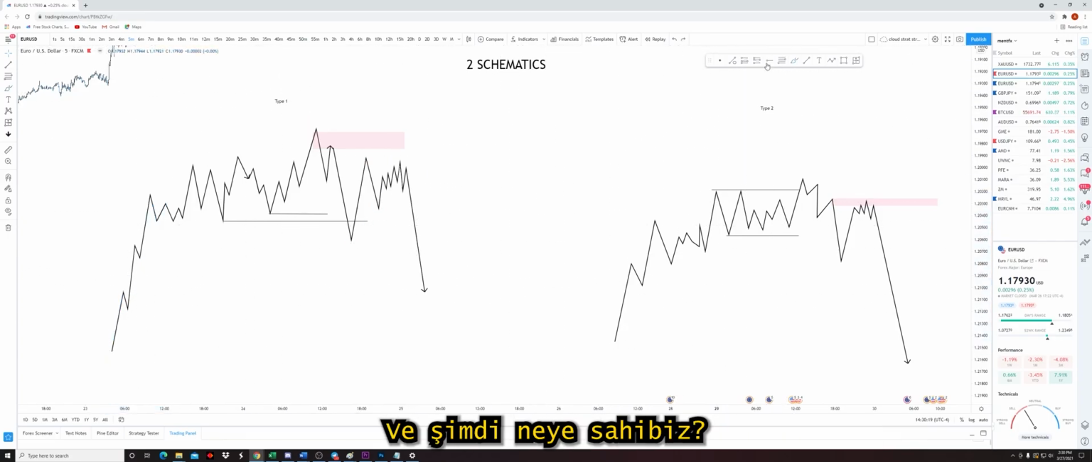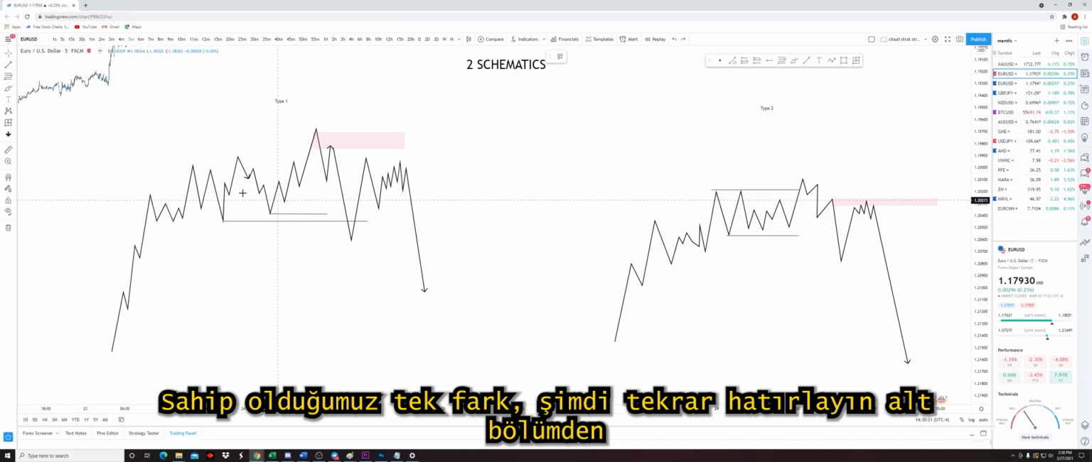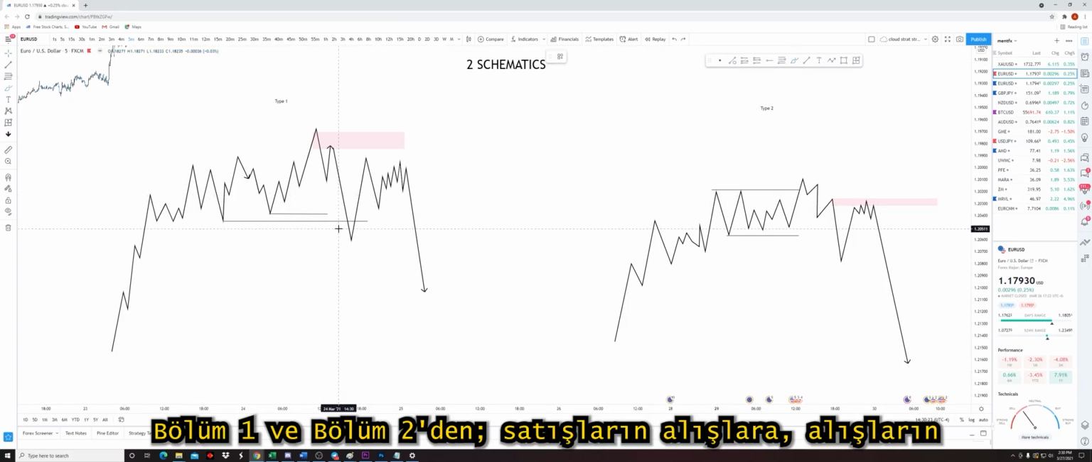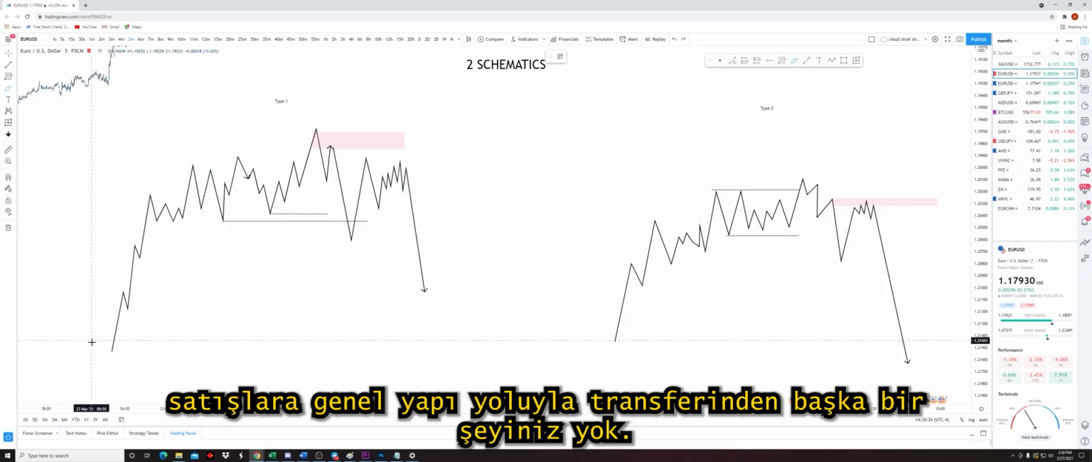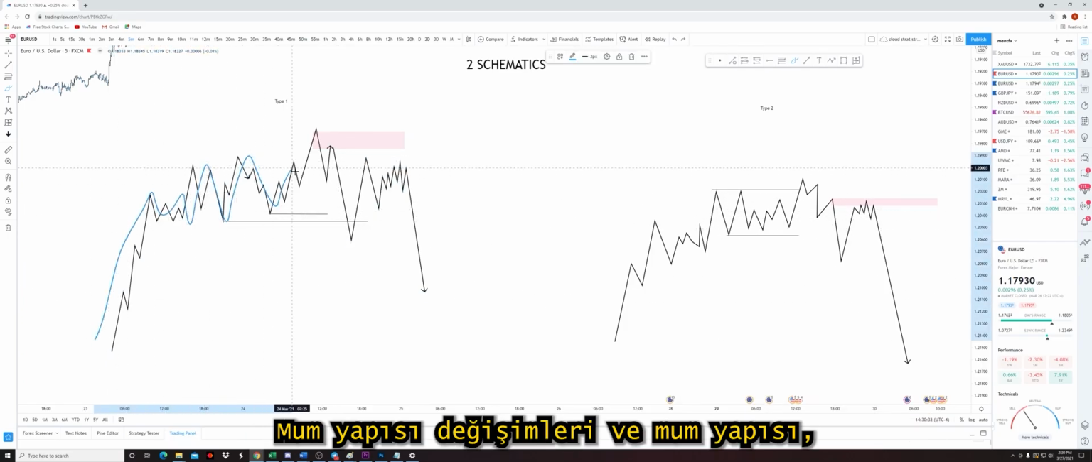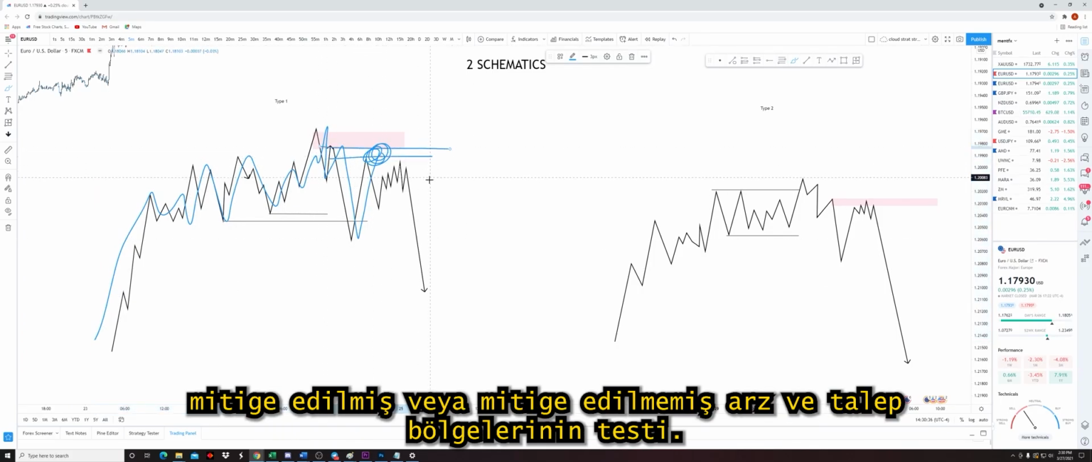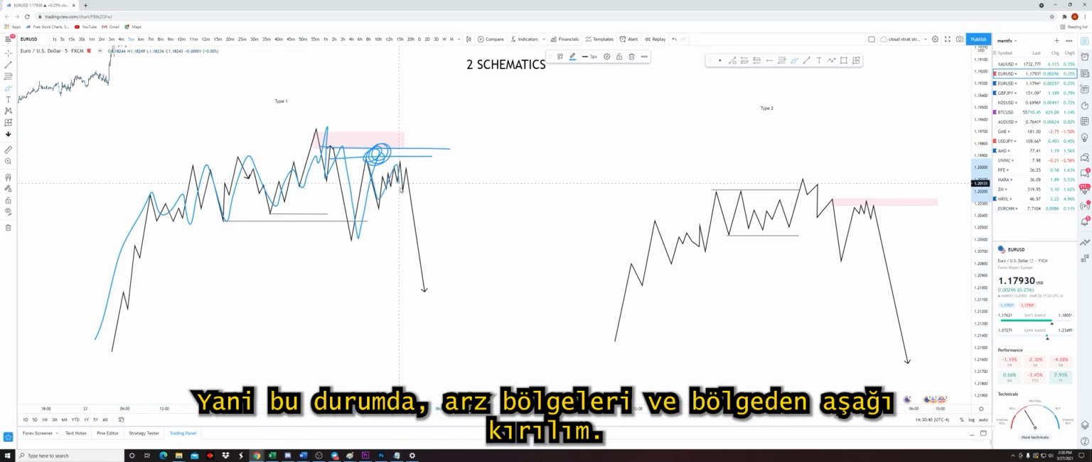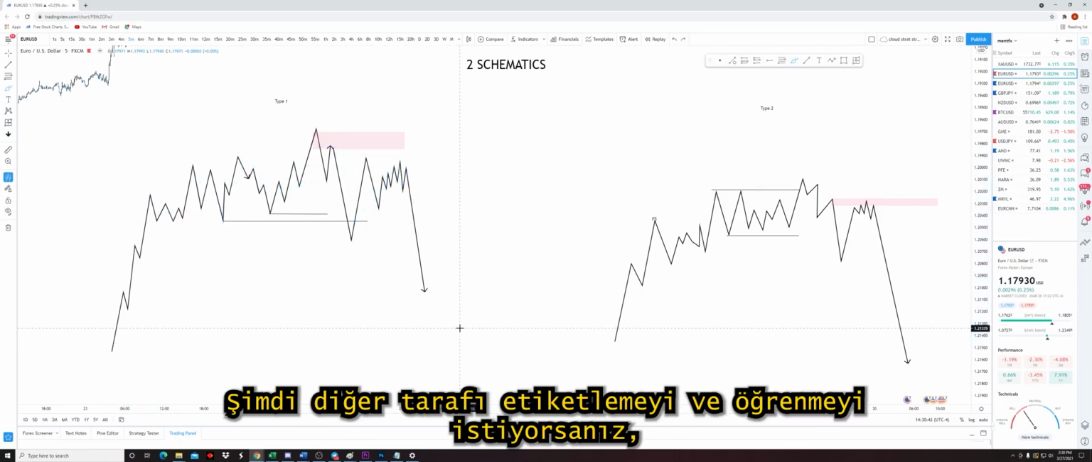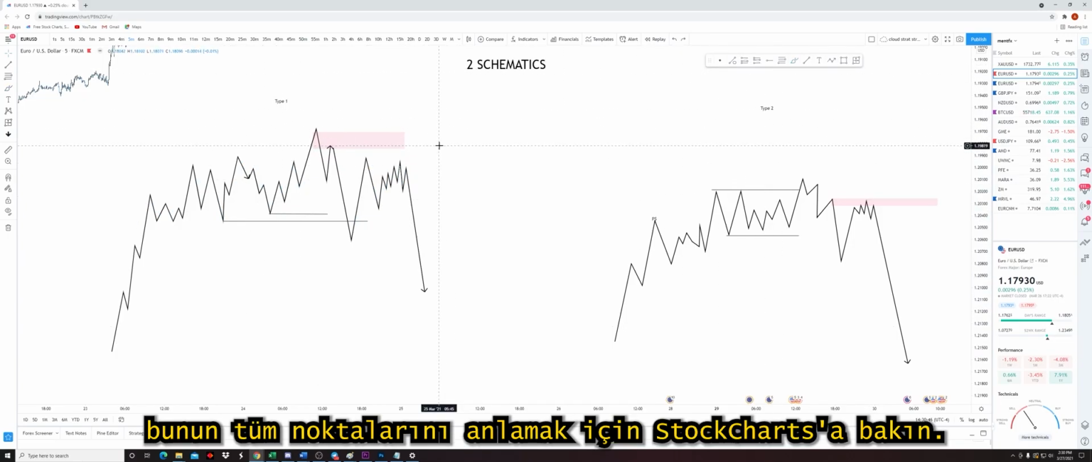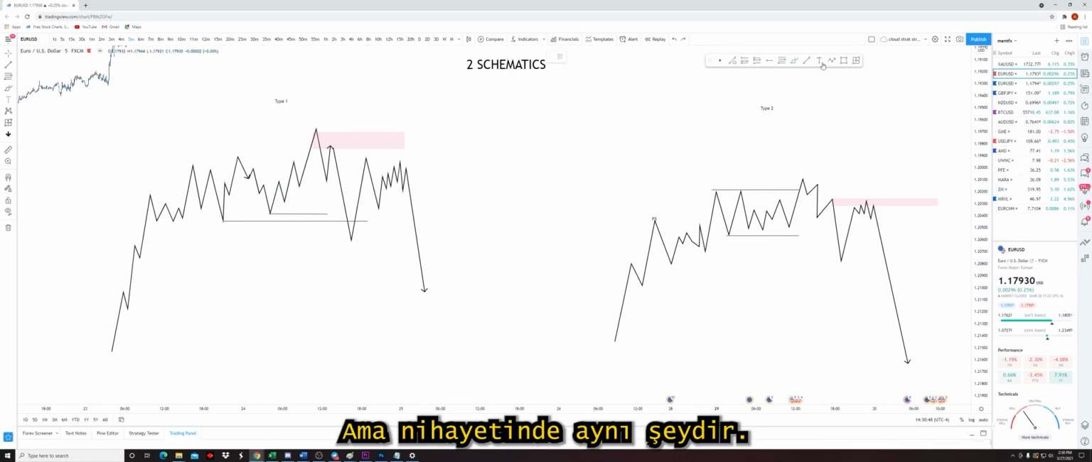And now what do we have? The only difference that we have now, again, realize from section 1 and section 2, you have nothing more than the transfer of sells into buys and buys into sells by way of overall structure, right? Candlestick structure, shifts in candlestick structure, tests of mitigated or unmitigated supply and demand zones, so in this case, supply zones, and the breakdown from those zones. Now, if you want to go and label and learn how to label the other side, check out the stock charts to understand all the points of it, but ultimately it's the same thing.